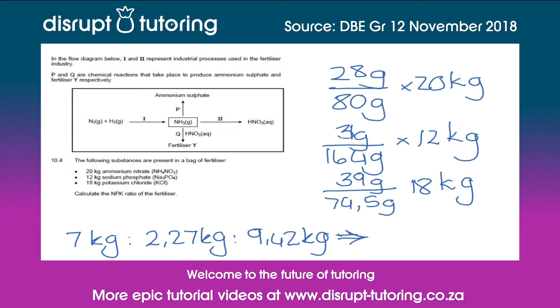Okay, and then if we find the ratio of those three masses, the smallest ratio, that gives us 3 to 1 to 4. Okay, and we do that by dividing each of these masses by the smallest mass, which is 2.27. Okay, so that gives us the NPK ratio of the fertilizer as 3 to 1 to 4.